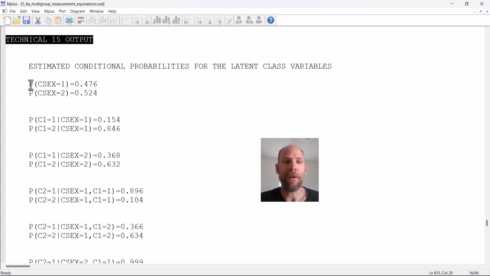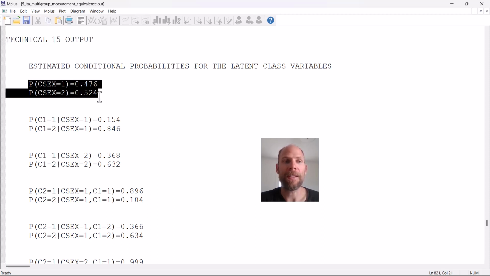Here, first of all, we get the unconditional probabilities for the 2 gender groups. Gender here is my exogenous variable, so to say, that I'm using as the grouping variable, or we could say as a predictor variable, where I'm looking at whether the class sizes differ across gender, and also whether transition probabilities might differ across gender groups. So first, I'm getting my unconditional probabilities for the 2 gender groups.